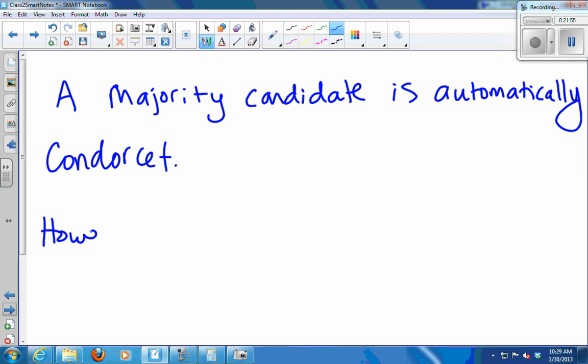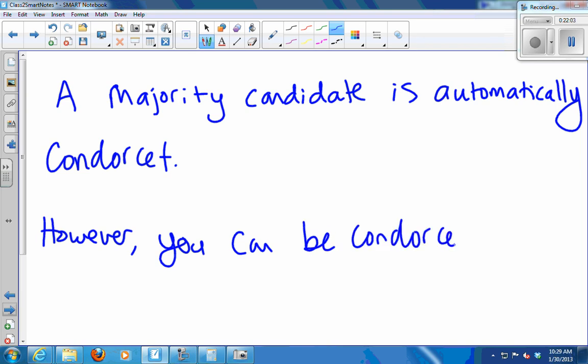However, you can be Condorcet without having a majority. Does that make sense? If you have a majority, you're automatically Condorcet. But if you're Condorcet, you don't automatically have a majority.